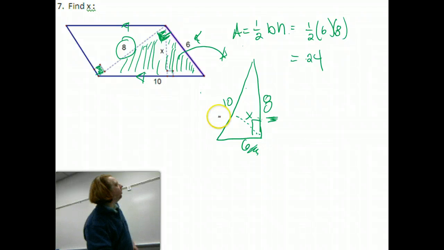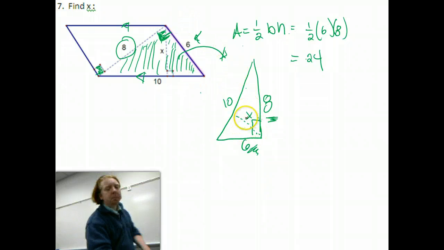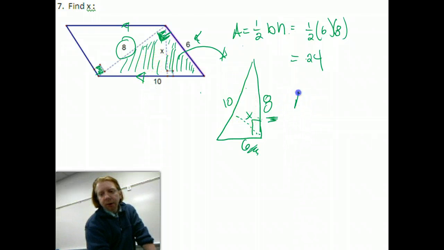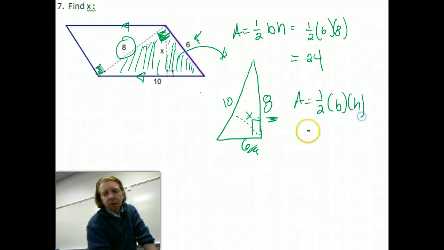Okay. These two triangles are the same. So they have the same area, right? So if they have the same area, that means that I can go ahead and say, well, area of a triangle is half base height. That means that the area of 24 is going to equal half base 10 times x.